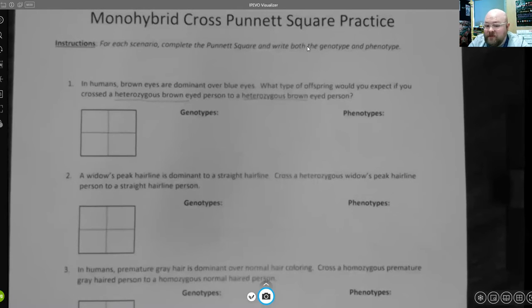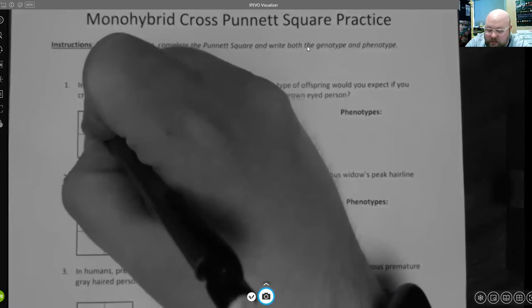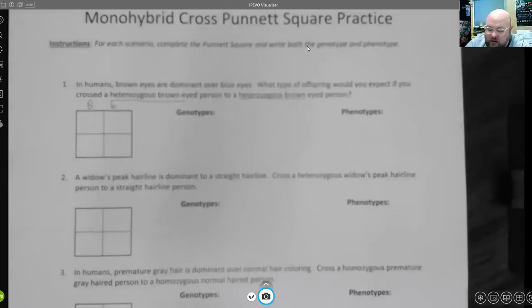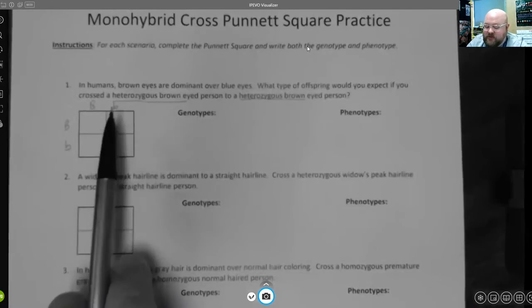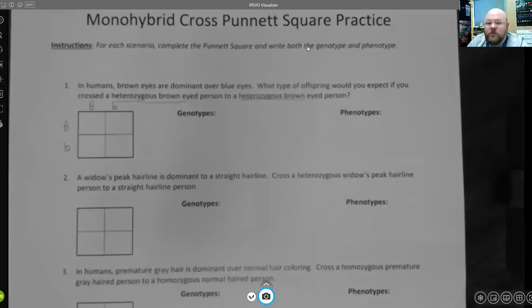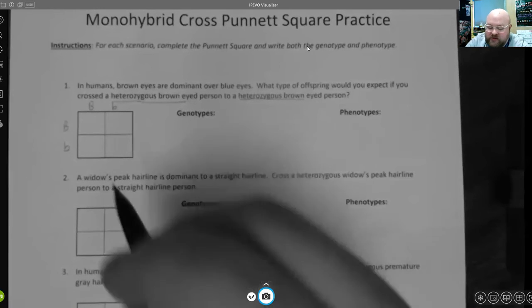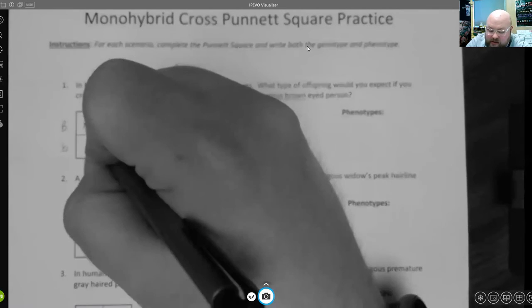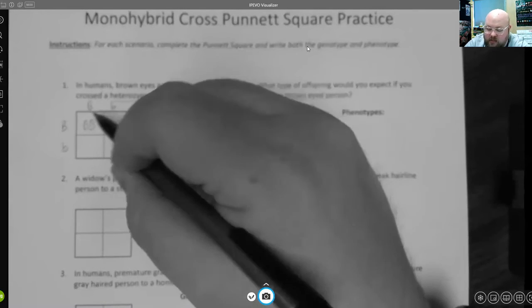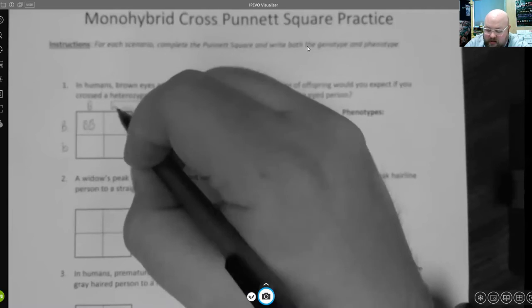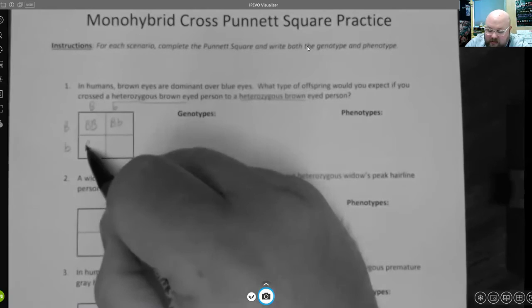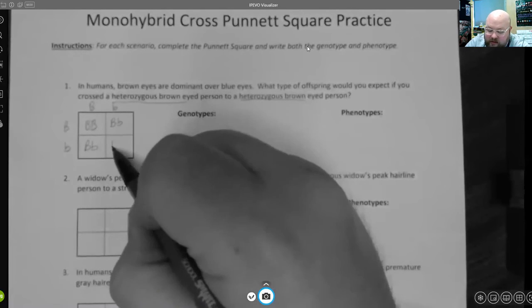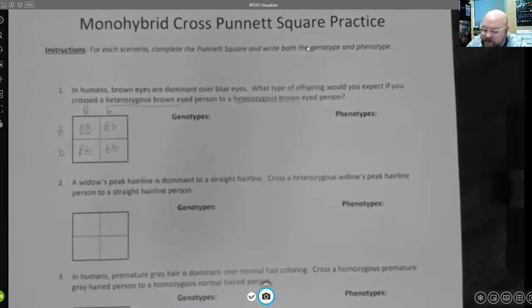And heterozygous means different. So it is going to be big B, little b, crossed with big B, little b, because we have two of the exact same, heterozygous brown. And what you do, it's kind of like cross multiplying with the letters. Big B goes here. Big B, little b goes here when we cross those. Big B, little b again. And little b again. So this is what you could expect.